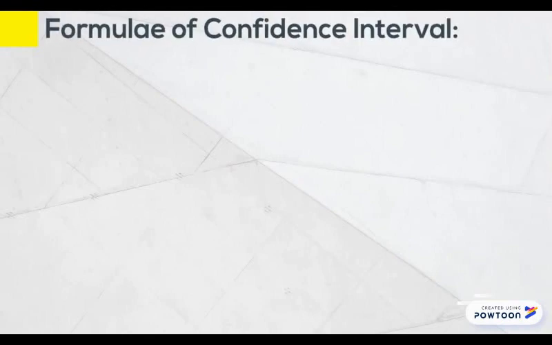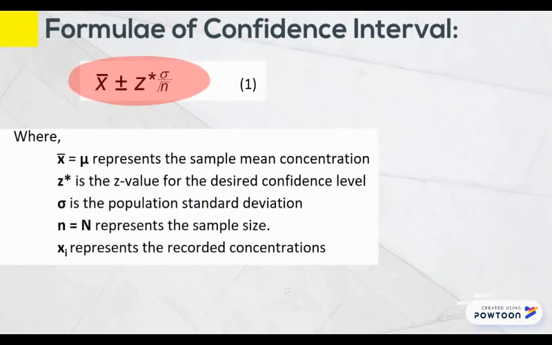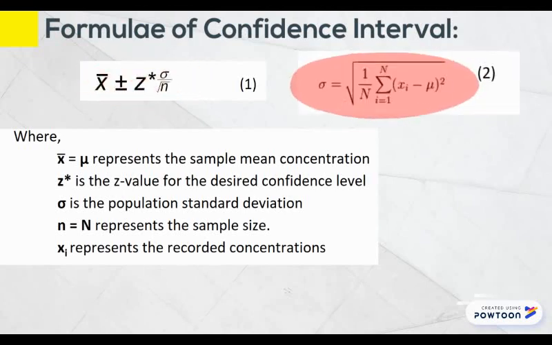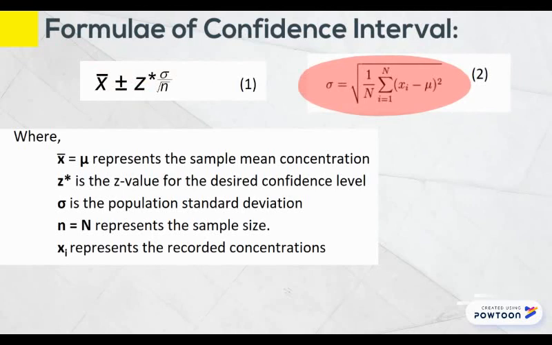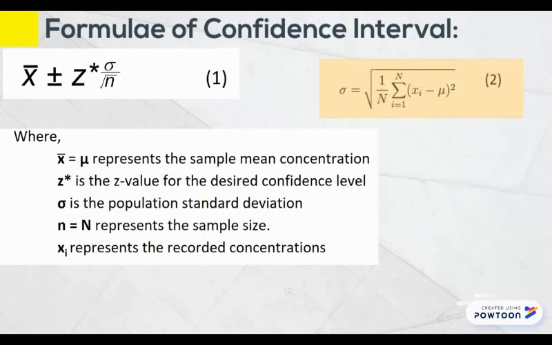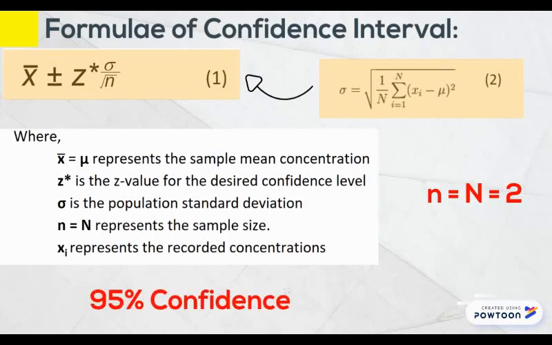In order to calculate the confidence interval of the experiment, we use equation 1. X bar represents the sample mean concentration. Z star is the Z value for the desired confidence level. N represents the sample size. And sigma is the population standard deviation given by equation number 2. Having determined the value of sigma, we can then substitute it in equation 1. This gives us the confidence interval. The sample size taken from the experiment is 2, and the confidence level is 95%. This gives us the confidence interval for the experiment.